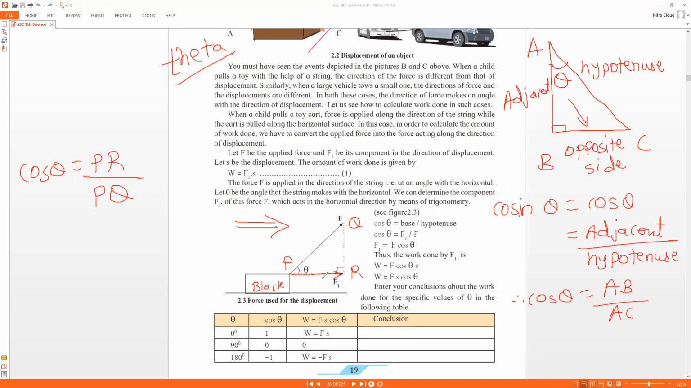So what we want is PR, that is F1. And PQ is F, which is known, and theta is also known. So what do you get? We want PR. So PR will be PQ into cos theta. Isn't it? That is F1 will be F cos theta. And we are interested in F1 because that is the force which is horizontal and that is what is causing the block to move towards the right. Are you getting my point?